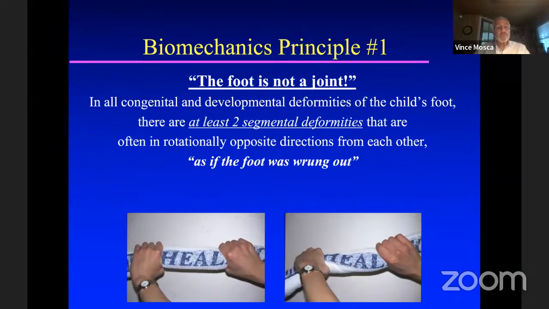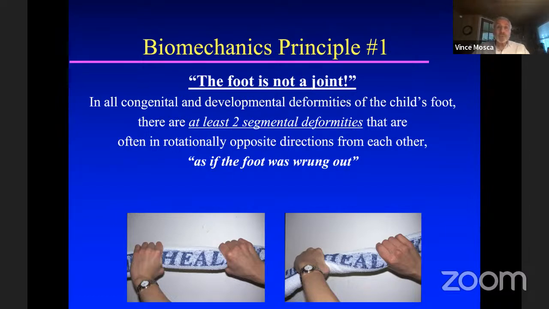We need to start with the real, real basic biomechanics principle that the foot is not a joint. People talk about the hip, two bones, the knee, two bones, the elbow, three bones. But the foot is 26 bones and countless joints. So the foot doesn't just have a flexion contracture like at the knee or an abduction contracture like the hip. But the foot has so many moving parts, both congenital and developmental deformities have multiple deformities within those 26 bones.